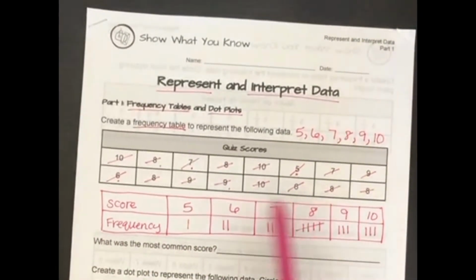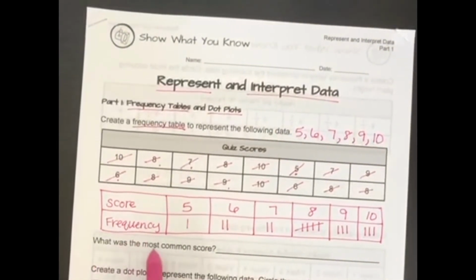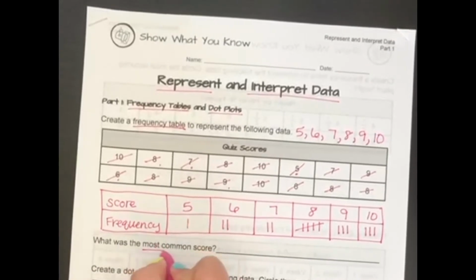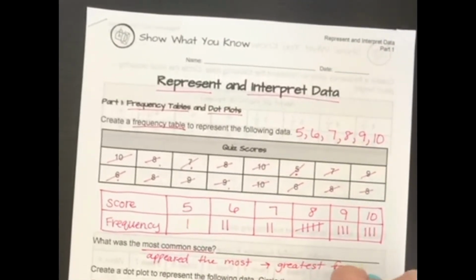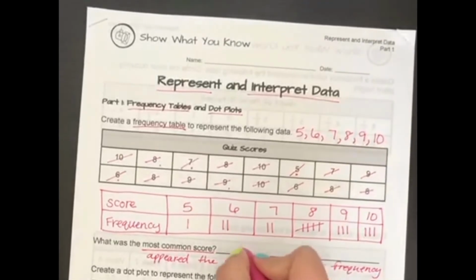It's just an easier way of organizing the information, so now I can answer this question. What was the most common score? The most common score, that means the one that appeared the most, which is the greatest frequency. In this case, I had 5 tallies for score 8, so the score that appeared the most was 8.